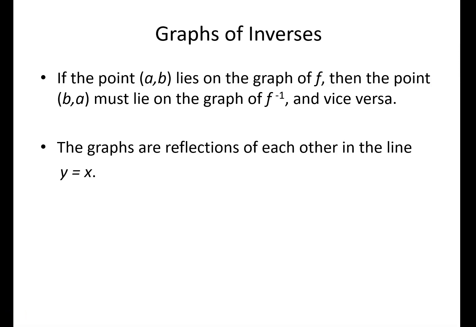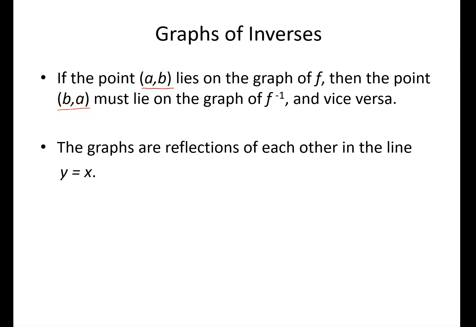So let's read the sentences on this slide. If the point (a, b) lies on the graph of f, then the point (b, a) must lie on the graph of f inverse, and vice versa. So you have an ordered pair on your graph. If you switch the x and the y coordinates, then the point with the x and y switched will be on the graph of the inverse. And that should kind of make sense after we did those problems of finding the inverse function where we had to interchange x and y. So that's what's happening here. The x and the y are interchanging.